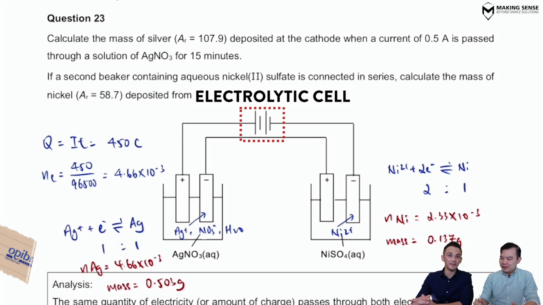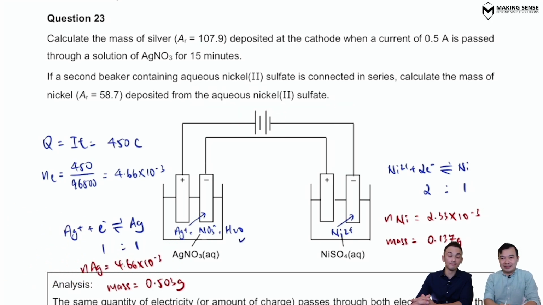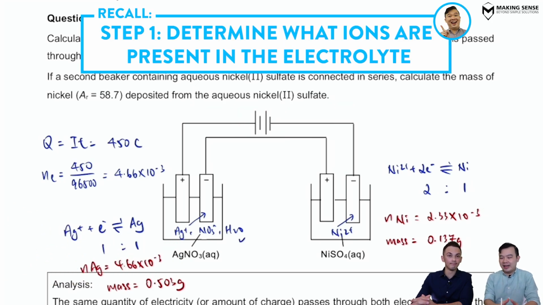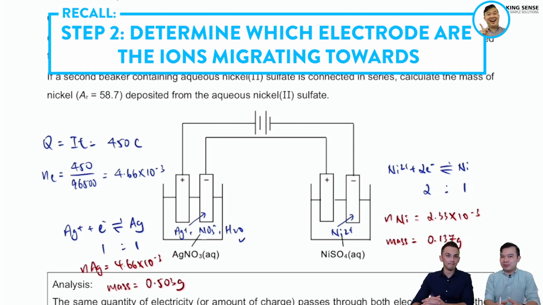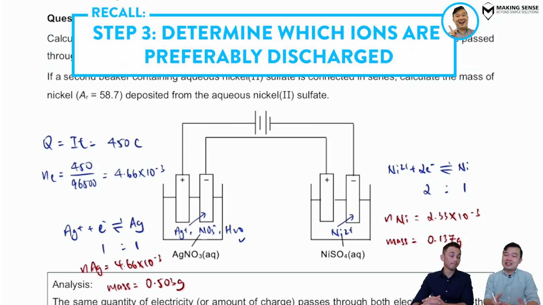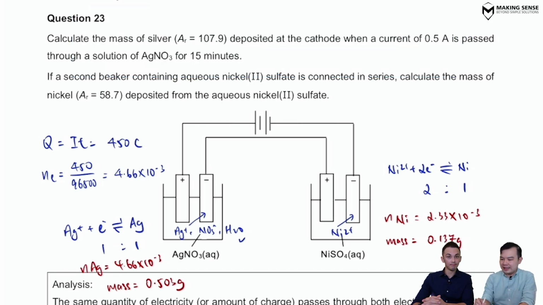Whenever we look at an electrolytic question, the steps will still be the same. First, you have to determine what ions are present inside the electrolyte. After that, we have to determine where the ions are migrating towards, which electrode. And of course, we have to go through the whole process to see which of the ions or species are going to be preferentially discharged.